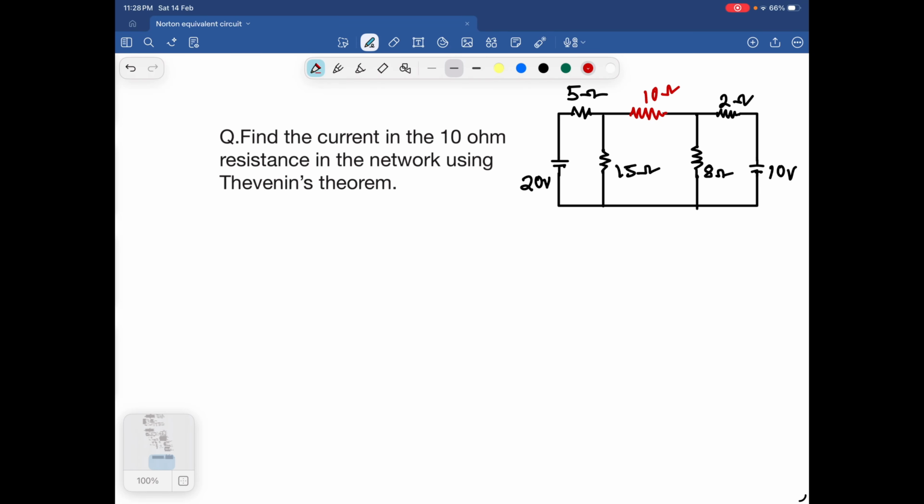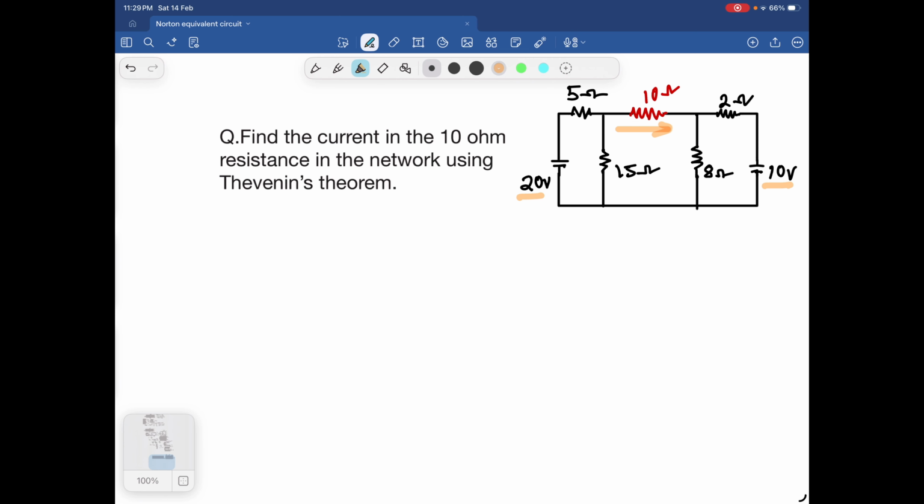Today we will solve one Thevenin's theorem problem where two voltage sources are present. One is a 20 volt source, another is a 10 volt source. Here the question is, we have to find out the current through the 10 ohm resistance using Thevenin's theorem. So what to do?